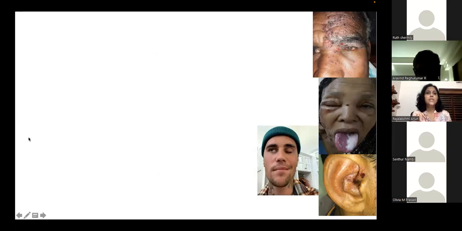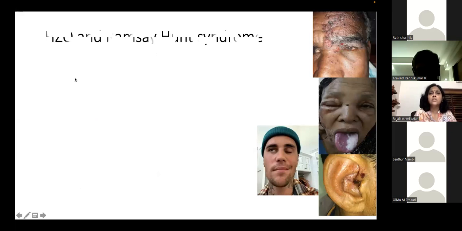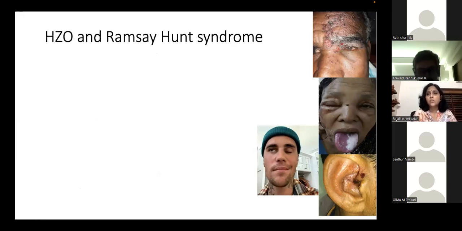So this is very easy. I think many can start voting for the diagnosis. Yeah, it is HZO, that is herpes zoster ophthalmicus and oticus. The oticus is otherwise called Ramsay-Hunt syndrome.